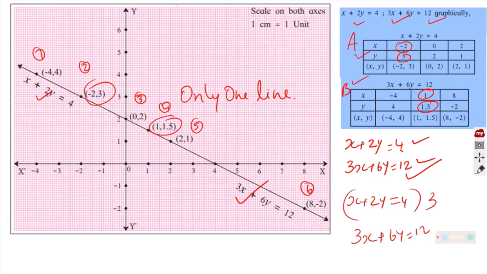That means if two equations are same, you will get a single line graph. And what is the solution? Each point is a solution. इधर एक point लो, इधर एक point लो. There are infinite solutions in such cases. Every point on this line graph is a solution for these two equations.